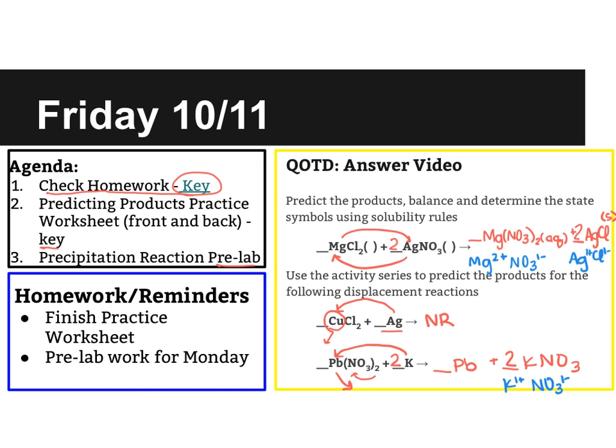So again, you guys, today you are going to be working on predicting products. The front side is identifying the type and balancing, and then the back is actually predicting those products. And then in the precipitation reaction lab, you're going to be predicting some products of a double replacement reaction and looking at those solubility rules.